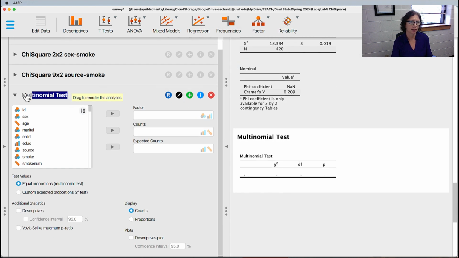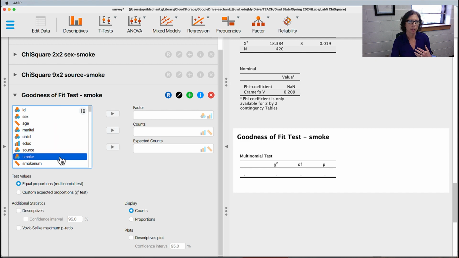And I can say, okay, this one is my goodness of fit test for smoking. So now I'm only looking at one variable, right? And it's going to be the smoke variable. In JASP, a categorical variable is called a factor. So I'm going to put smoke in the factor area. So this is not the test we're looking for, because here it's looking for equal proportions, and we're not saying that.